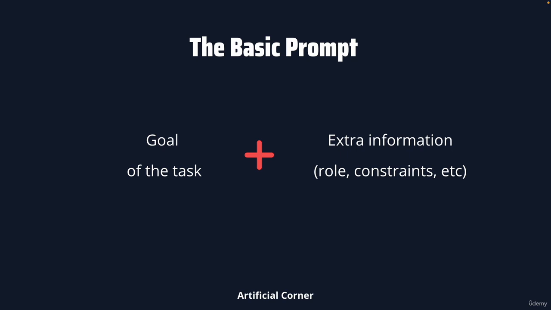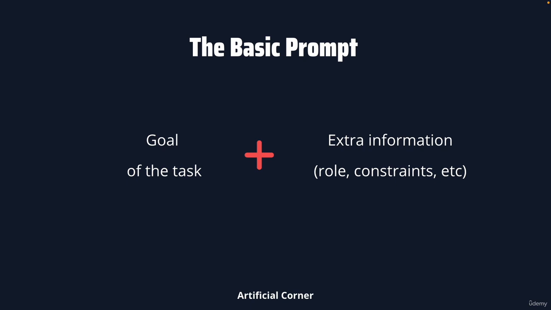For example, if you want to create an article about how to learn a programming language, that will be the goal of your task. Create an article on how to learn a programming language. That's the goal of your task. Well, that's the first element of the basic prompt.